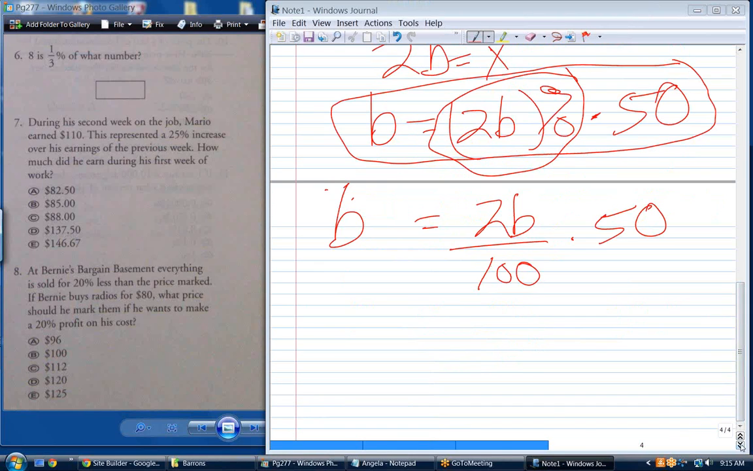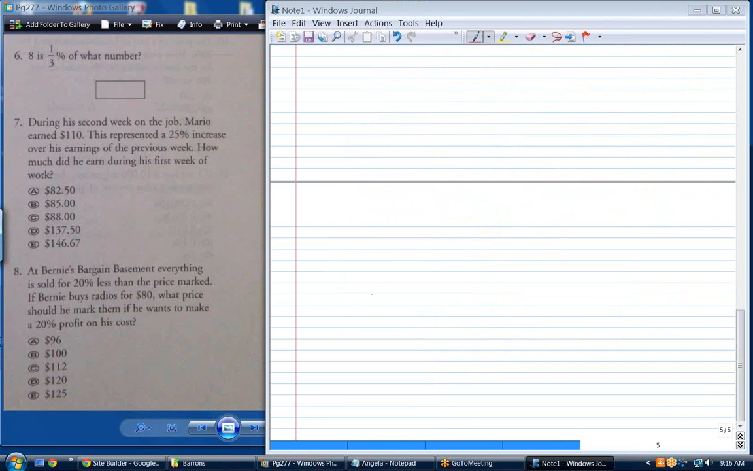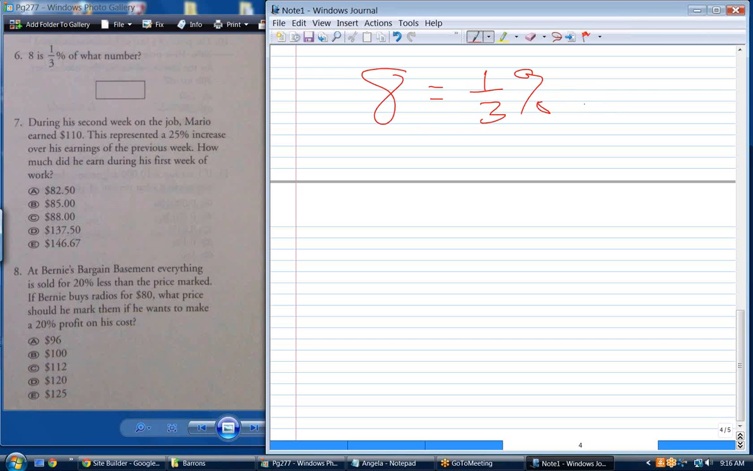Let's look at 6. 8 is 1/3 percent of what number? Give me an equation. This one I'd use the percent, so 1/3 percent equals 8 divided by the whole number, the number we're looking for. Oh, 8 times? Well, now hold on. They're saying 8 is 1/3% of what number? The x goes there. Let's be consistent here and let's write it exactly as they say it. 8 equals 1/3% of, multiply, what number, we'll let x be the number.